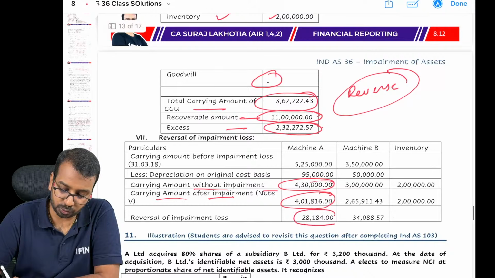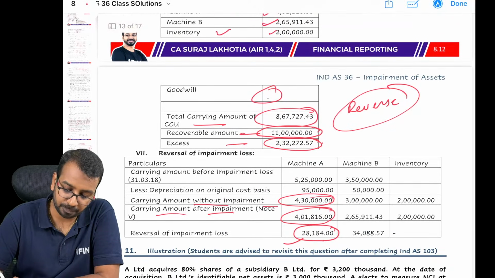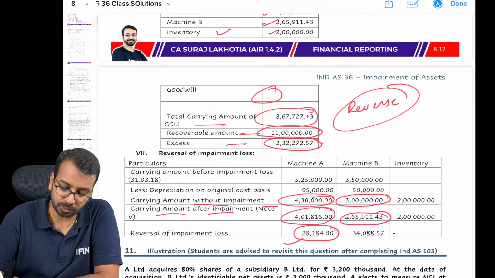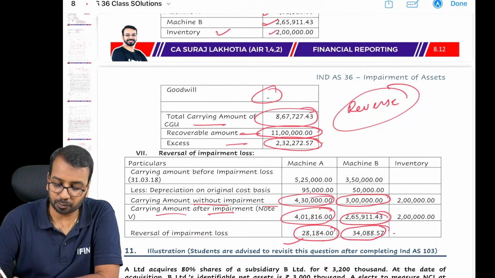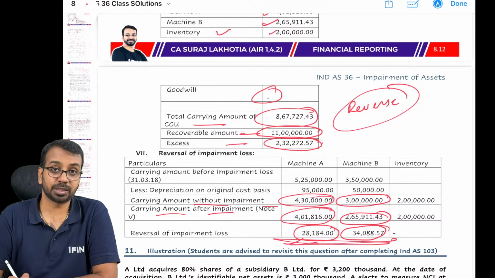The difference is 28,184. Maximum we can reverse 28,184. For machine B, carrying amount without impairment 3 lakhs. Carrying amount after impairment 265. Maximum reversal 34. So this will be the maximum amount that can be reversed for each of the machinery.